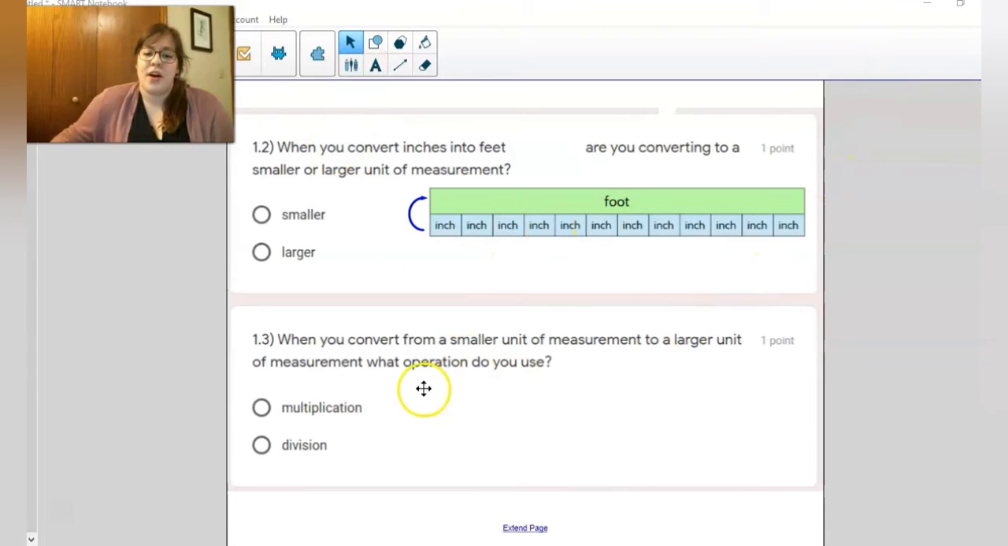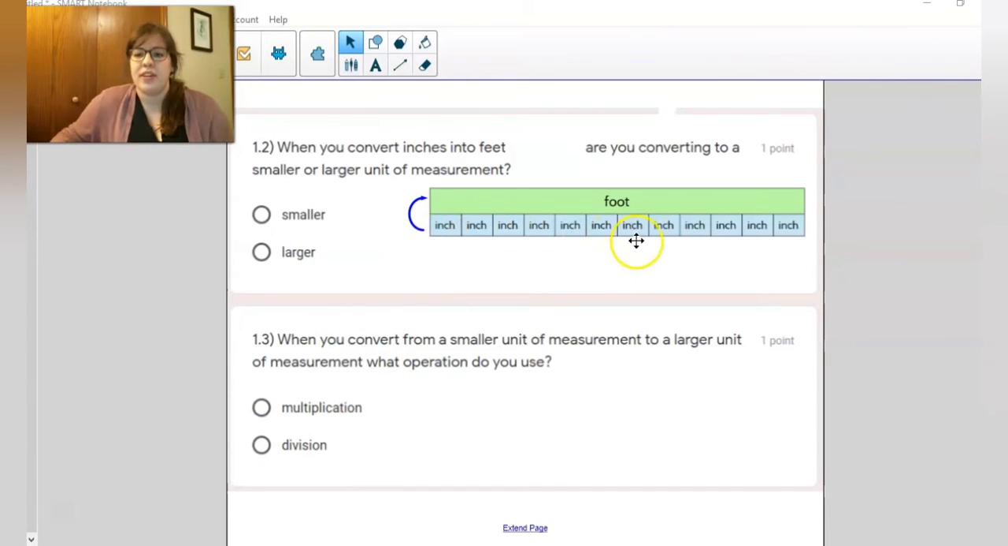And then the last part of question number 1 is just having you explain what you did in that first problem. It says, when you convert from a smaller unit of measurement to a larger unit of measurement, what operation do you use? So when we had that 50 inches, what operation did we use to get that into the 4 feet and 2 inches? The only 2 options you have are multiplication and division. And you can look back on how you solved the first problem, or you can use this visual again.